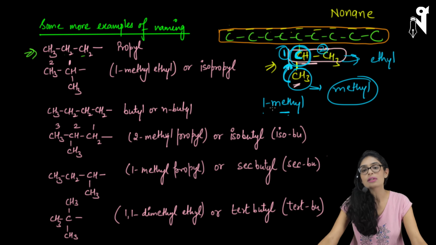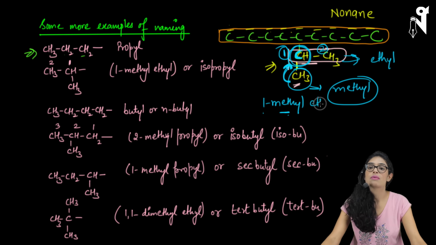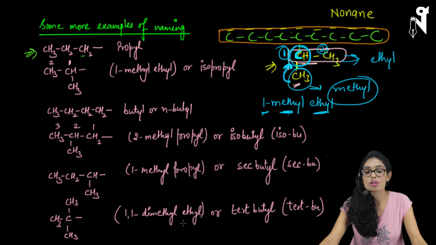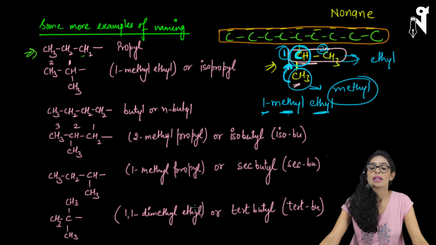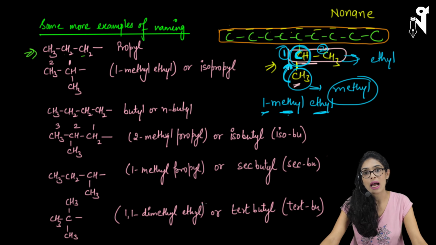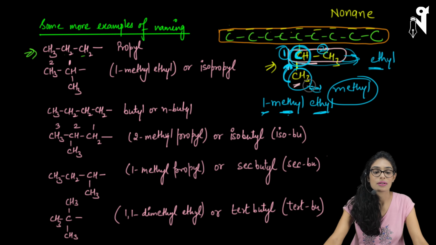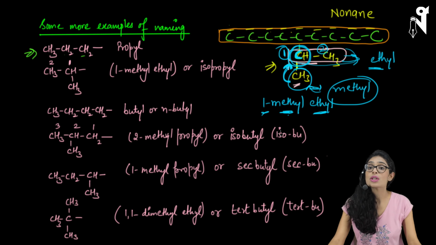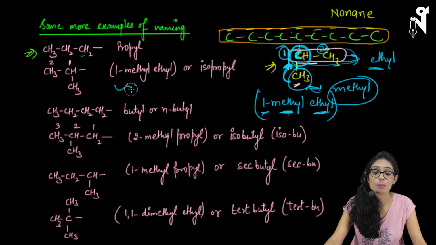So on ethyl, there is a methyl which is present on the first carbon. This is how the whole branch will be named. The main branch, ethyl, is the name. The branch on that branch is methyl and it is present on the first position. So the name will be 1-methyl ethyl. I have mentioned it over here. There is a common name for such branches and the common name is isopropyl.